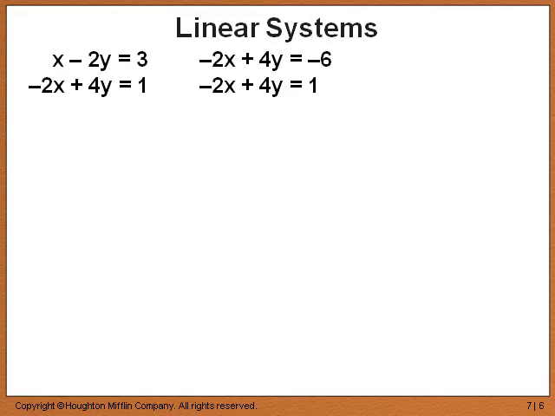So if we multiply the first equation by negative 2, we end up with negative 2x plus 4y equals negative 6, and negative 2x plus 4y equals 1. And then when we try to proceed with our method of elimination, and we subtract the second equation from the first, we're going to end up with this ridiculous statement, 0 equals negative 7. Well, that's obviously impossible, and therefore this linear system has no solution. No solution.